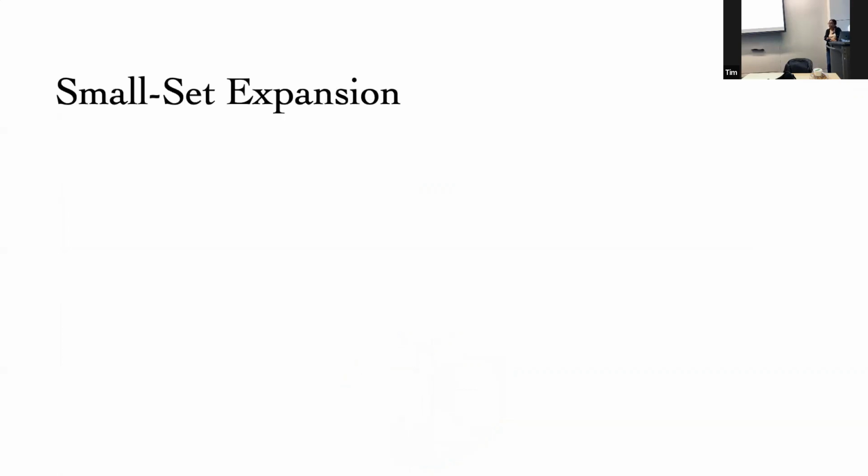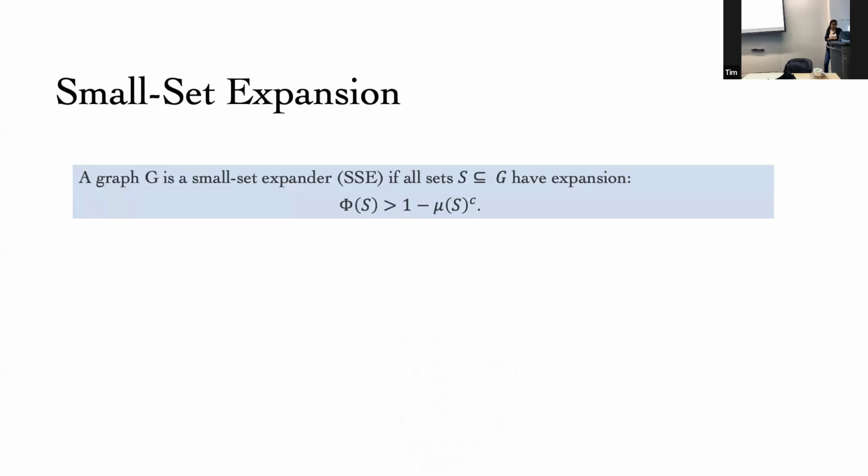So now what if all sets in your graph do not expand? Can we say something about special sets, for example, small sets? We say that a graph is a small set expander if all sets S have expansion at least 1 minus mu(S) to the C. So as you decrease the set size, the expansion goes to 1. But this might not say anything about large sets, for example, where the size is 1/10 or something. And if you set C equals 1, then you roughly get back the definition of an expander.